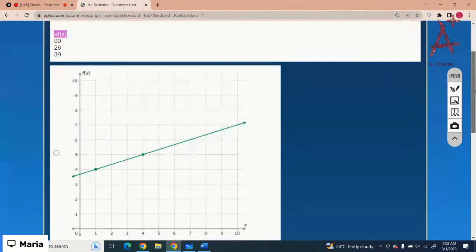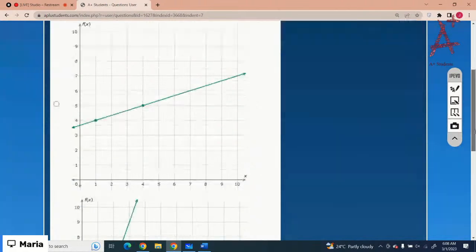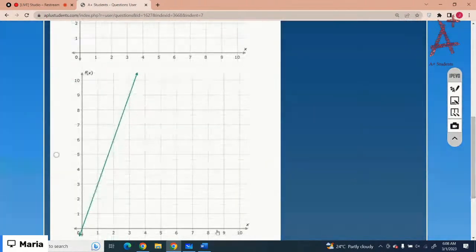Okay, the next one is 0, 0, 2, 6, 3, 9. This isn't the correct option. You don't have 0, 0. Whenever a line is passing through the origin, you have the point 0, 0. Got it? So that is the correct option.